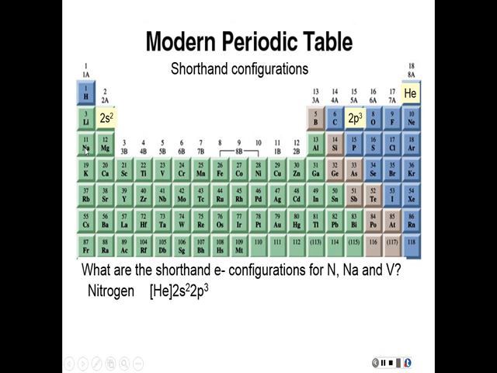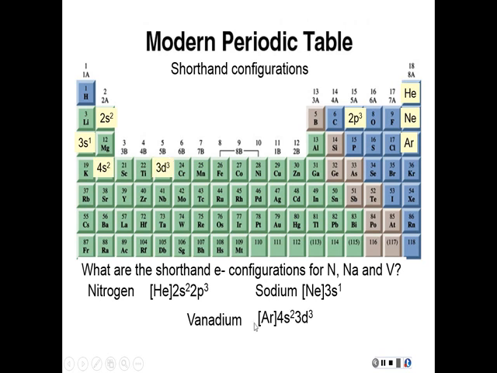Now for sodium, which is over here, it's going to have Ne in brackets, and then 3s1. And what about vanadium here? That is 23. So for vanadium, we're going to have argon in brackets. So argon represents the first 18 electrons, and this will be 4s2, and then 3d3.